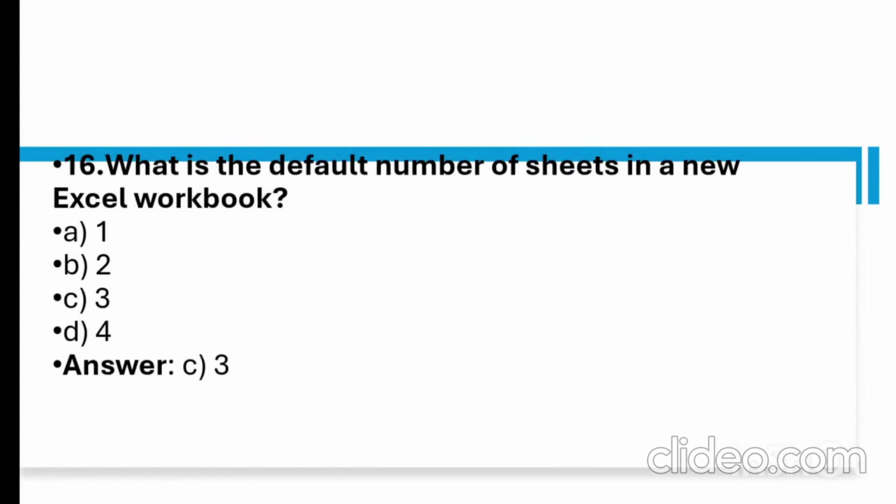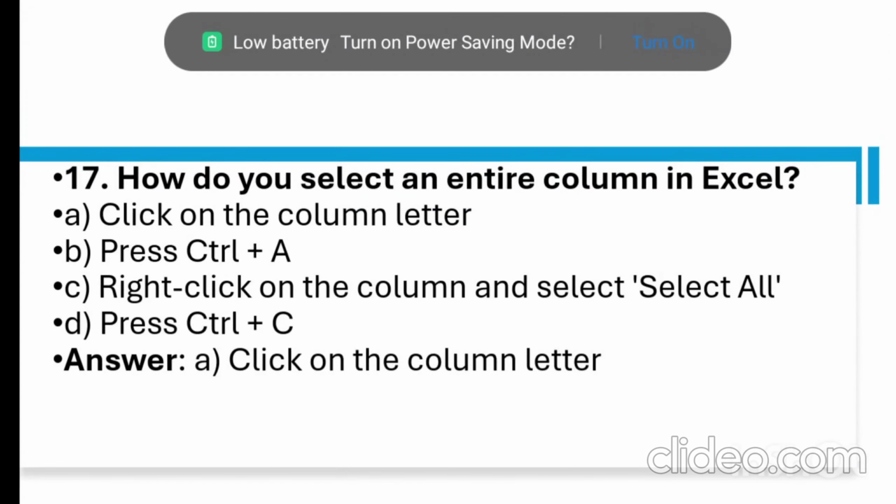Question number 16. What's the default number of sheets in a new Excel workbook? Options are A. 1, B. 2, C. 3, or D. 4. So the correct answer is option C. 3.